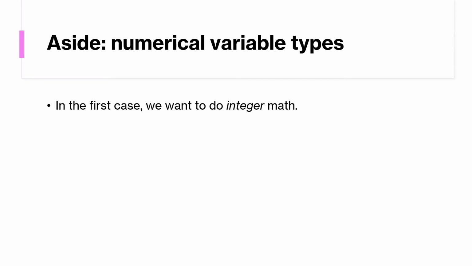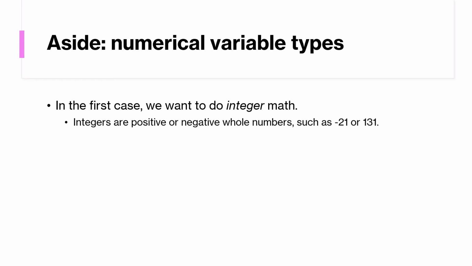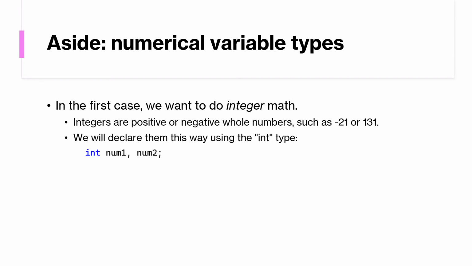Okay, so in the first case, we want to do integer math. So I'm going to do a little aside here about numerical variable types. Integers are positive or negative whole numbers. Okay, negative 21 is a negative integer, 131 is a positive integer. Notice there's no decimal point and nothing past the decimal point. We couldn't have 21.1. At that point, it's not an integer anymore.